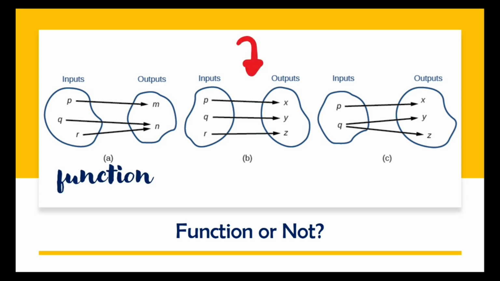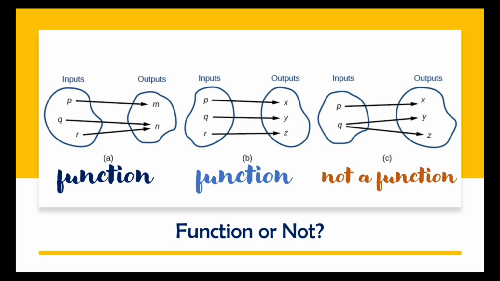For letter B, P is paired with X, Q is paired with Y, R is paired with X. So this is also a function. Now, for letter C, P is paired with X, Q is paired with Y. Q again is paired with Z. If you notice, Q is two-timing. It is paired with Y and Z. So, this mapping is not a function.